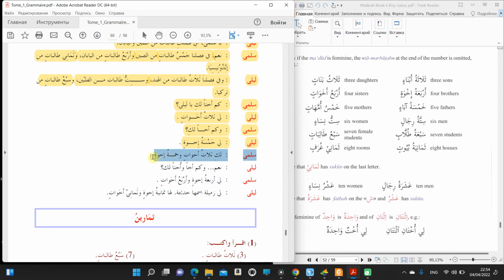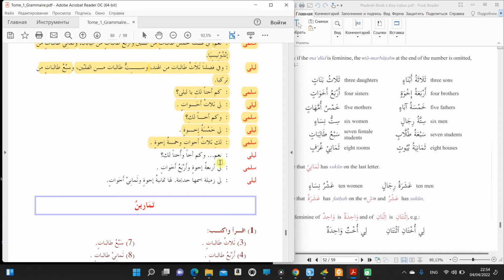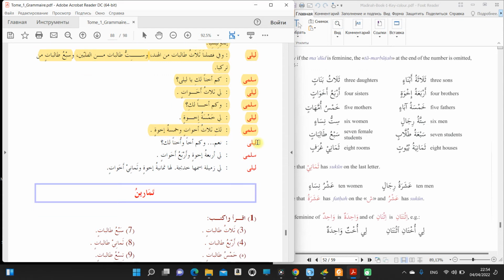And Salma is saying, or maybe asking, Laki thalathu akhawatin wa khamsatu ikhwatin. Yeah, no, she's not asking, she's stating. She's saying, you've got 3 sisters and 5 brothers. And again, in this part she was talking about the feminine ma'dud, and therefore ta marbuta was omitted. But in this part, she was talking about masculine ma'dud.